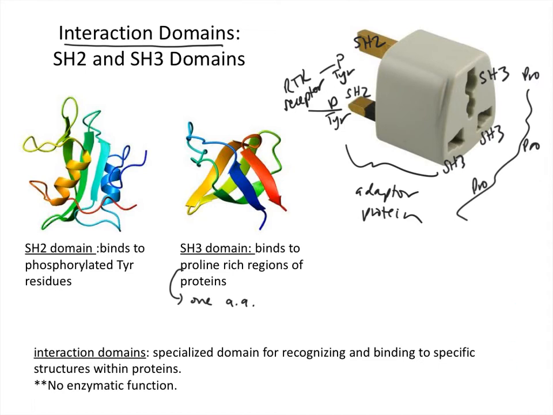And again, as a reminder, in my example, this whole thing is one adaptor protein that has SH2 domains as well as SH3 domains, but you could imagine a situation as well where there's two adaptor proteins, one of which has the SH2 domains and another one that has the SH3 domains.